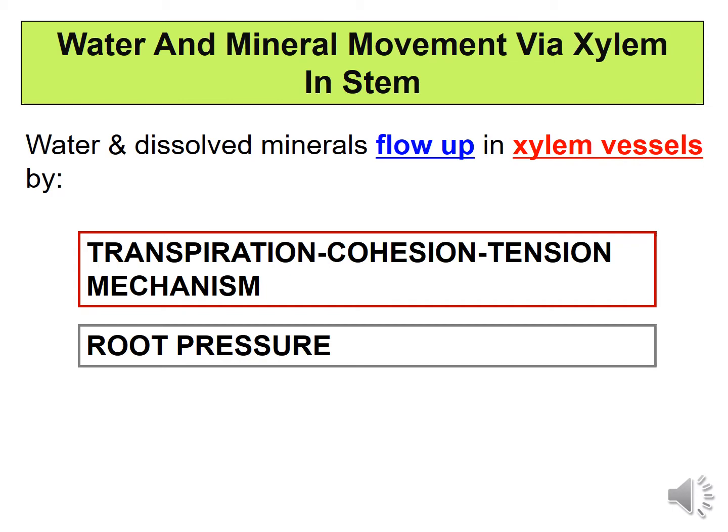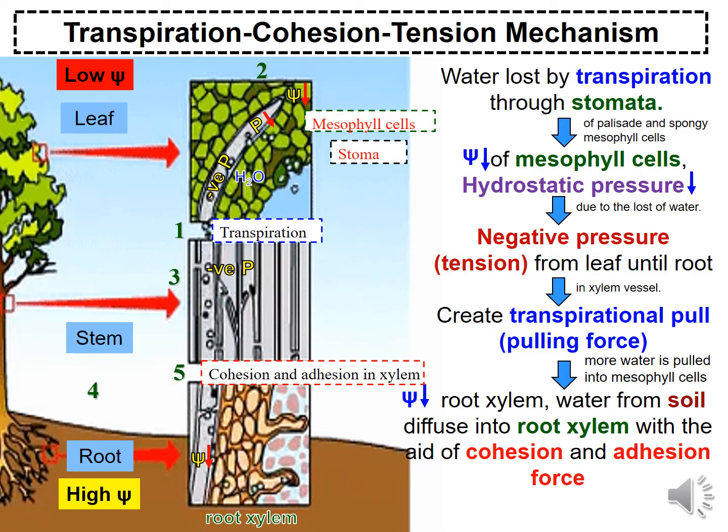Water and dissolved minerals flow up the xylem vessels by two mechanisms, which are transpiration, cohesion, tension mechanism, and root pressure. Transpiration, cohesion, tension mechanism starts when water is lost by transpiration through stomata. This reduces the water potential in the mesophyll cells and causes hydrostatic pressure to decrease, therefore creating a negative pressure from the leaf until the roots.